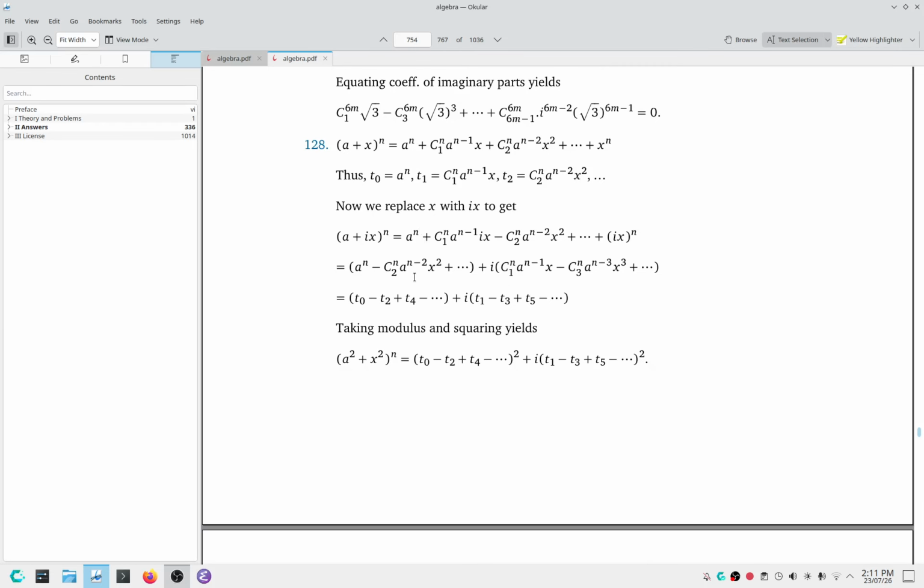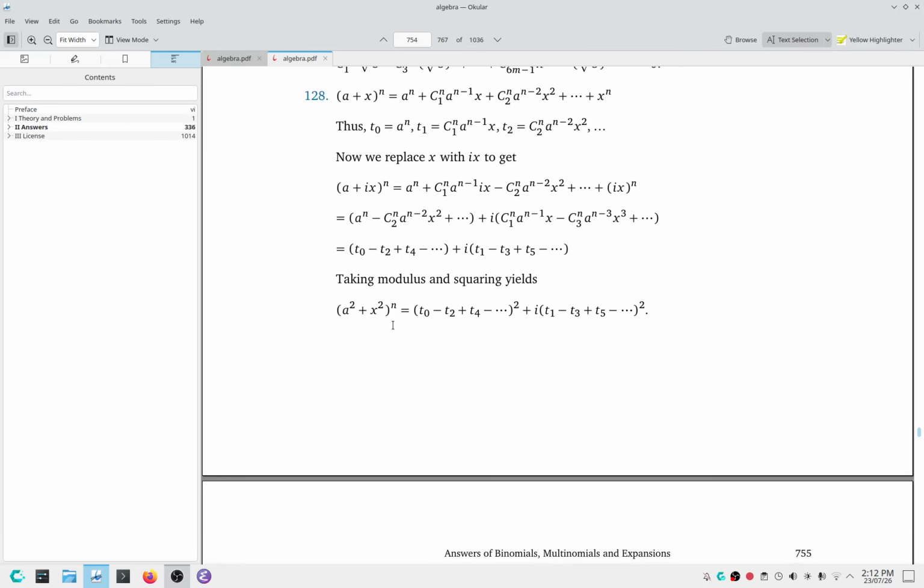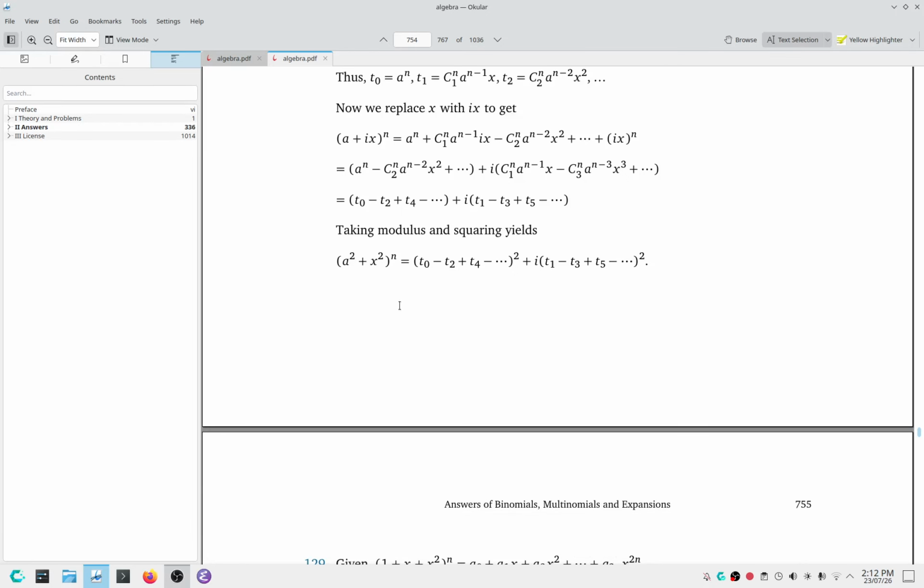So our equation is now split into two parts. One is of real numbers and another is of imaginary part. So real part becomes a to the power n minus nC2 a to the power n minus 2 x square and so on. And the imaginary part contains the odd terms: nC1 a to the power n minus 1 x minus nC3 a to the power n minus 3 x cubed and so on. Now this is equal to T0 minus T2 plus T4 and so on. Imaginary part is T1 minus T3 plus T5 and so on. We take the modulus and square, and we get the desired result here.